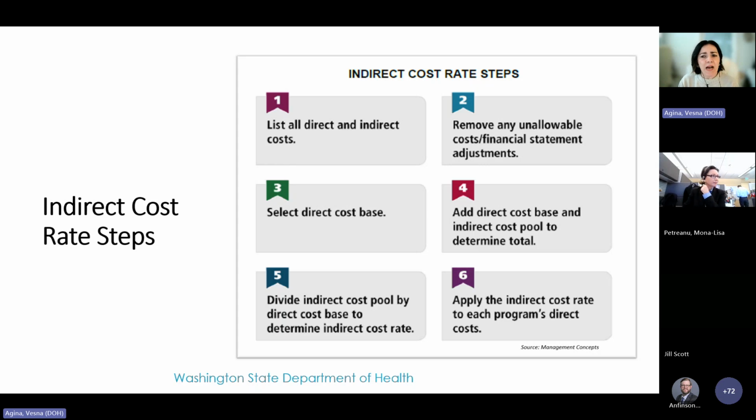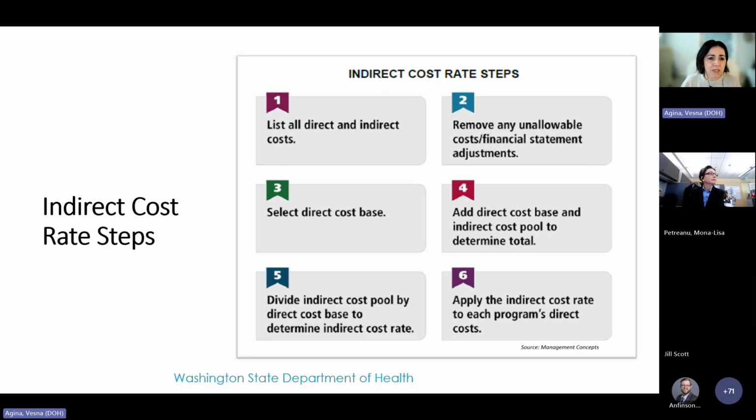So this is just really high level. Again, every organization is different. I know many of you may use a contractor who develops your rates. Whatever your organization is, it's fine, and whatever process and steps you use for your indirect rate, if it works for you, that's fine. But again, it's just a really high level of what steps you should be doing for the indirect rate.